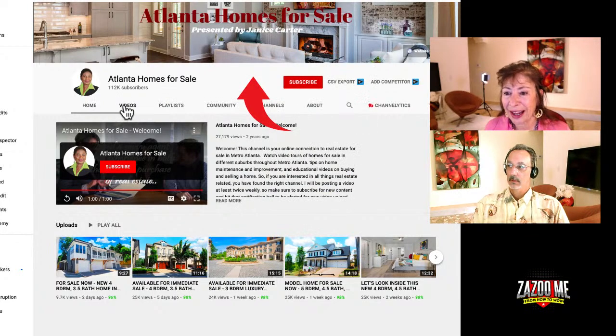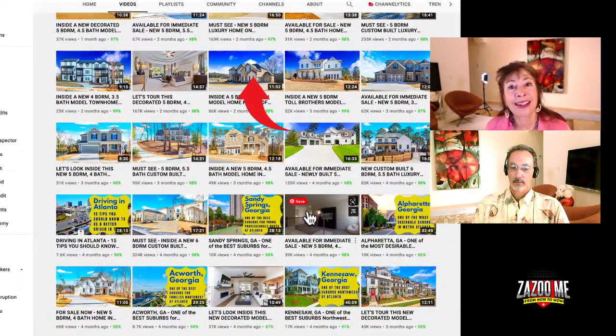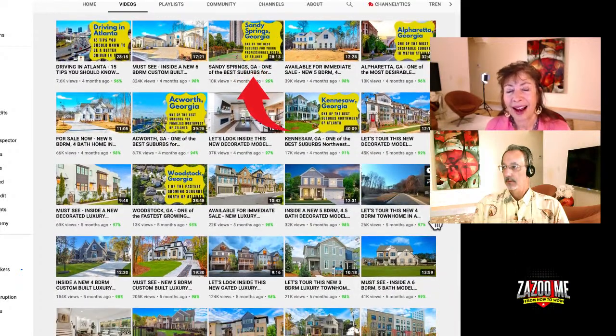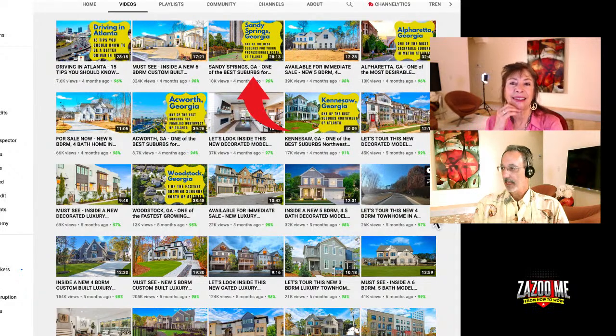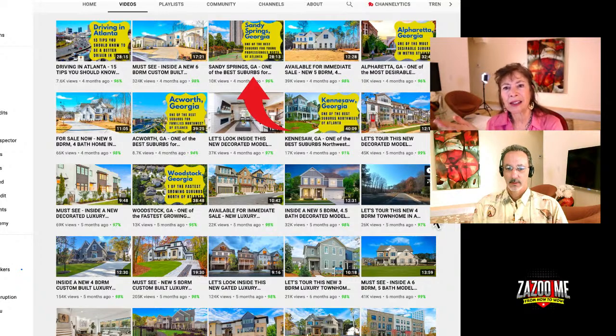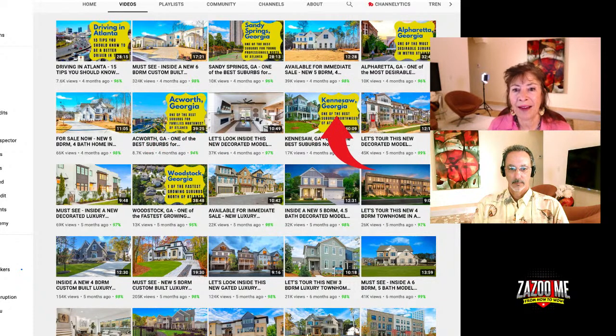So let's take a look at Atlanta Homes for Sale, their videos. We are back to basically just a lot of homes. And I guess the ones that have this yellow thing, well, again, it looks like a real estate magazine. The yellow thing covers most of whatever I'm looking at. I do like just driving in Atlanta, Sandy Springs, Georgia, Alpharetta, Georgia. I do actually think that that is good, but the rest of this, we can't read it. It's not even worth having it.